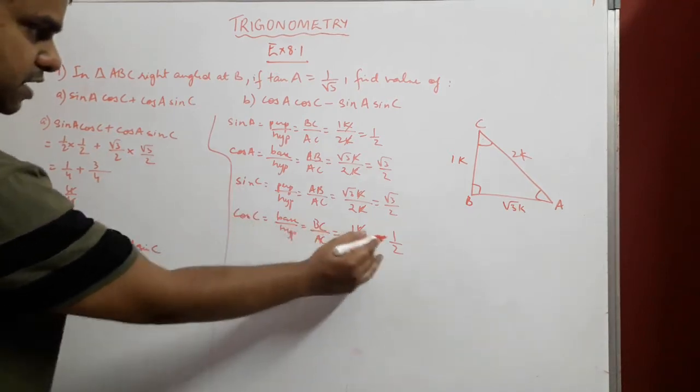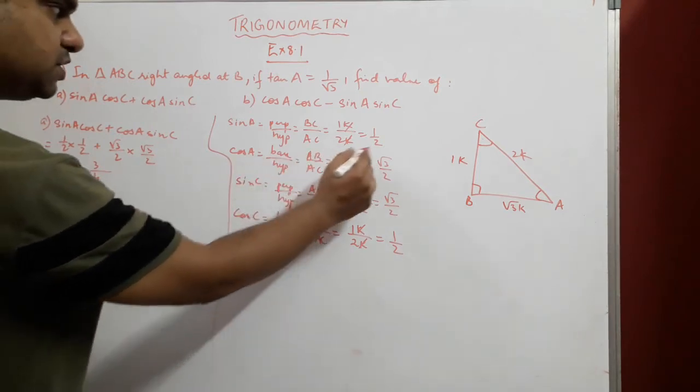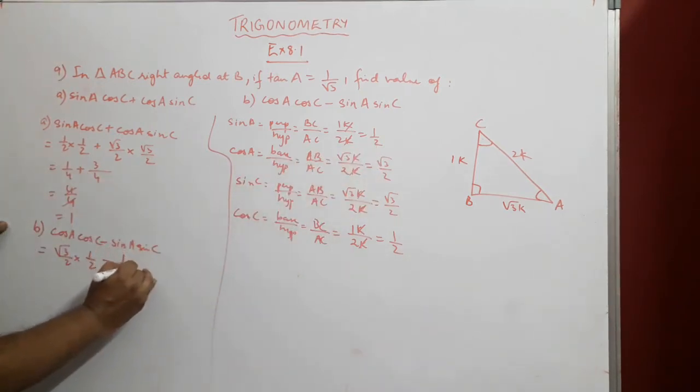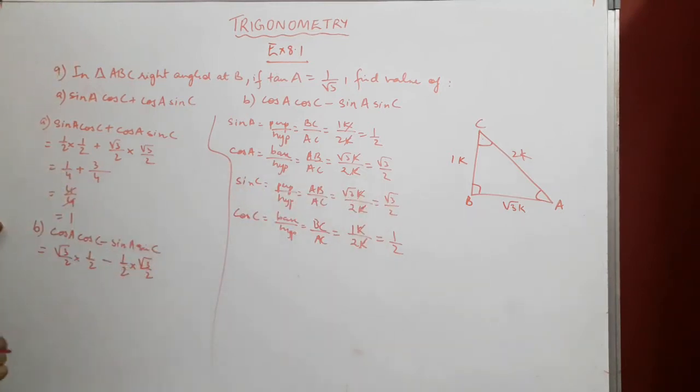Cos C is half, minus sin A, which is half, into sin C, which is root 3 upon 2. So root 3 into 1 gives us root 3, and 2 into 2 gives us 4, minus 1 into root 3 is root 3, 2 into 2 is 4. Since they have the same denominator and the irrational numbers are the same, they get cancelled out and we get that value equal to 0. So cos A into cos C minus sin A into sin C gives us 0.